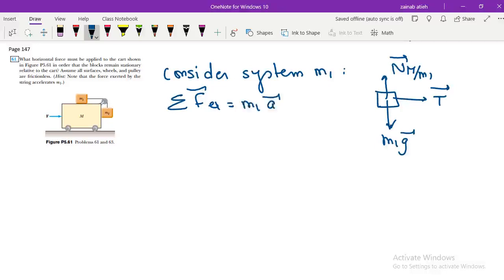The motion is along the x-axis, so everything along the x-axis will be equal to M1A, and along the y-axis it will be equal to 0. I will use projecting along the x-axis and along the y-axis. At the x-axis I have T, and this is equal to M1A. There is no motion along y, so everything along y will be equal to 0. I won't need projection along y because there is no friction. If there were friction, I guess I would need projection along y, but I will project anyway. N minus M1G is equal to 0. So I found the tension in the string. Let's now move to system M2.